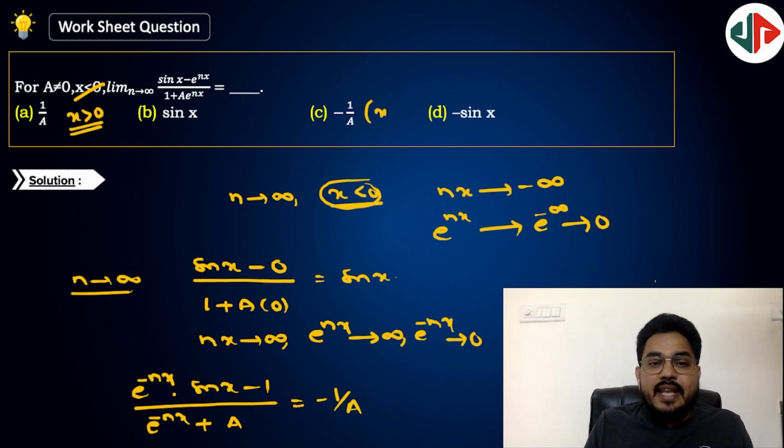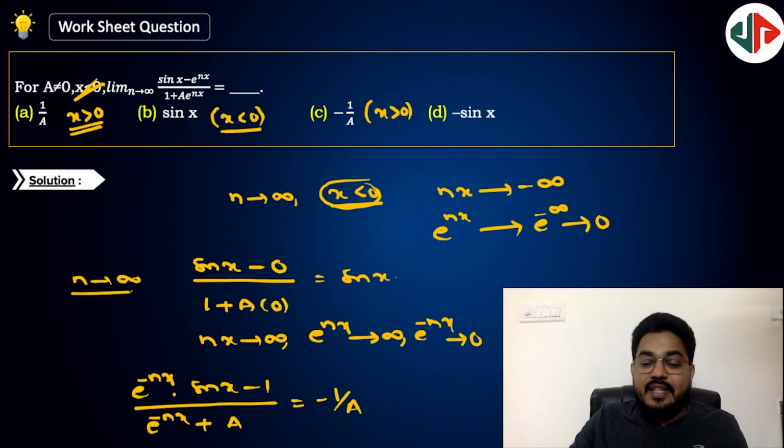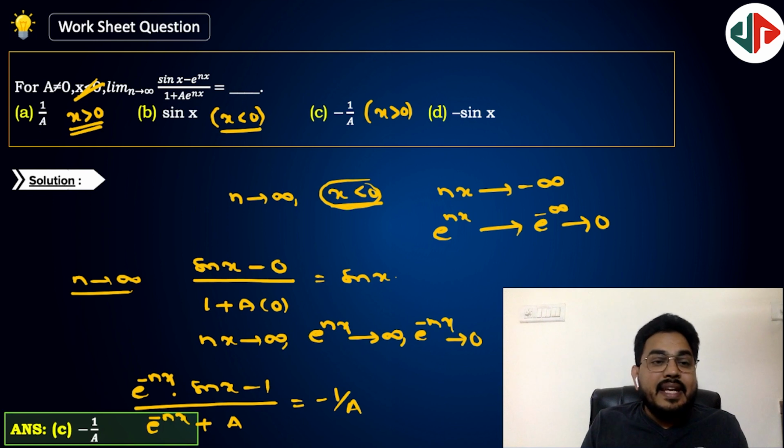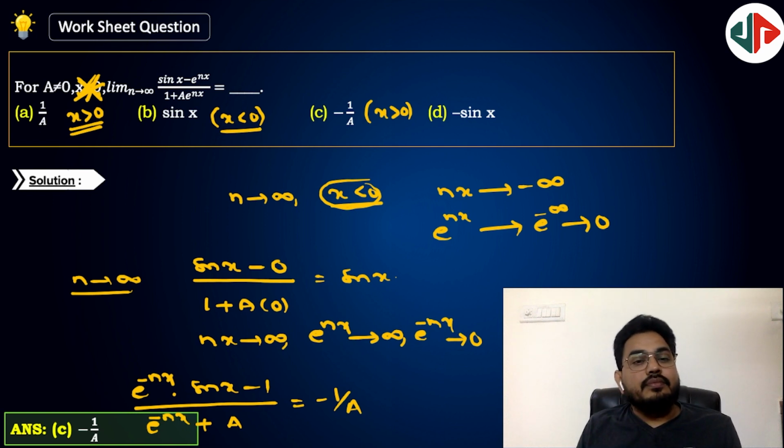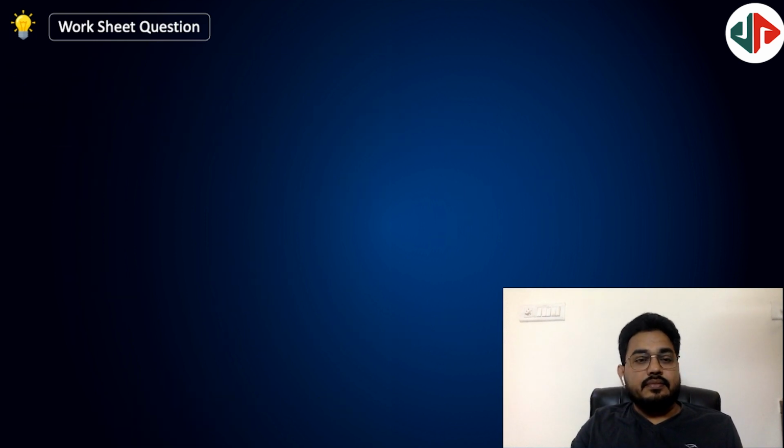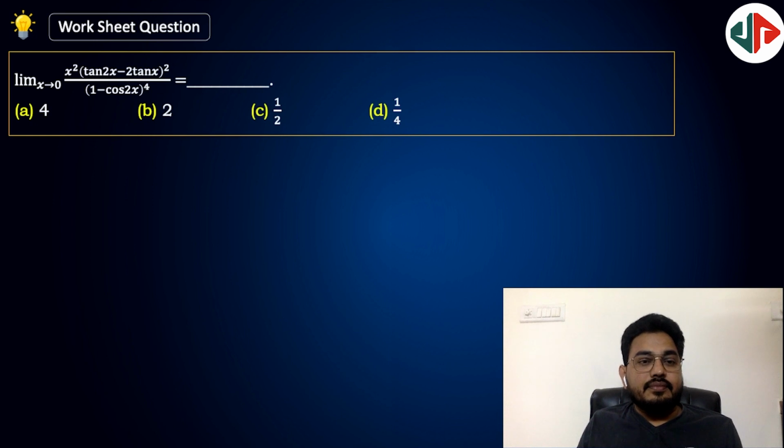If x is greater than 0, this is the value, and this is the value when x is less than 0. So they have given only minus 1 by a. I think x should be greater than 0. Okay? Right. So you take these two options. This was already discussed earlier in a very similar question.